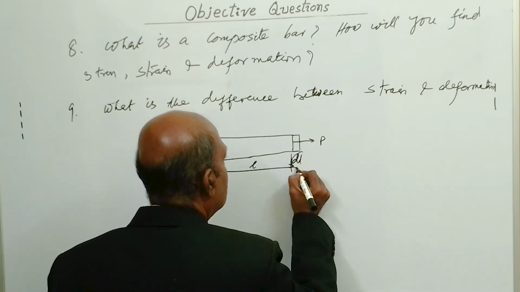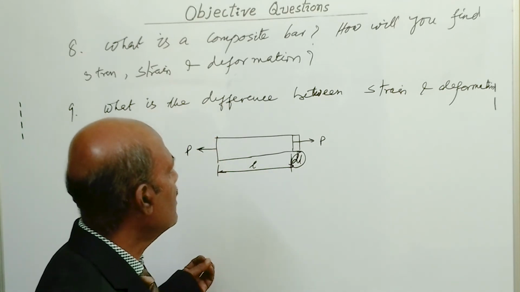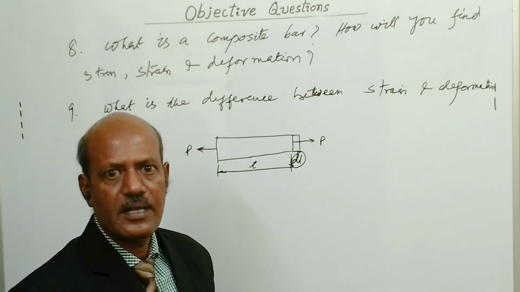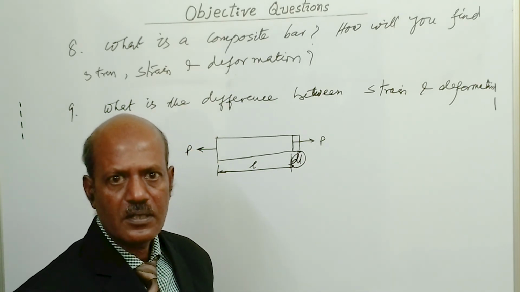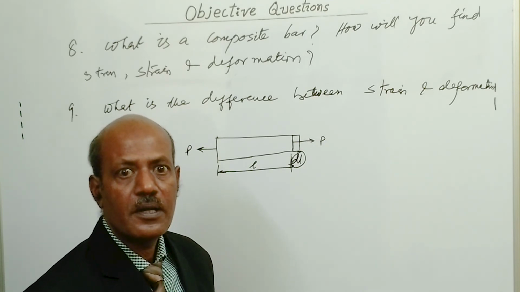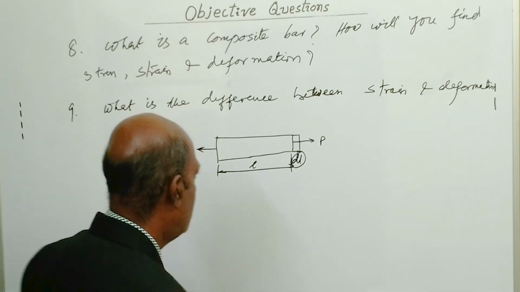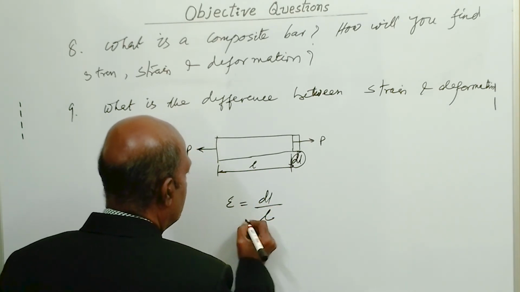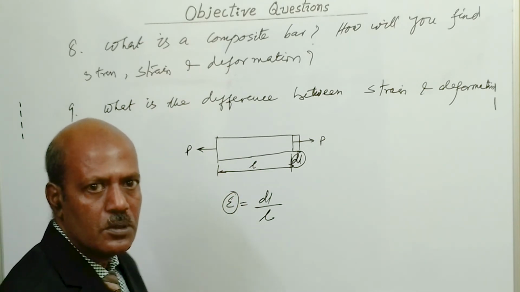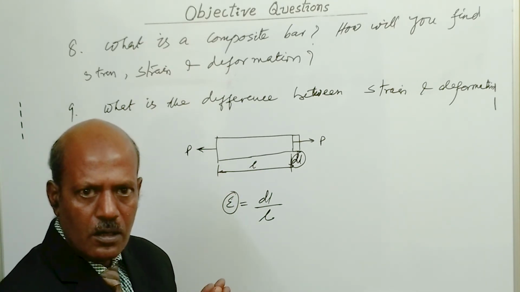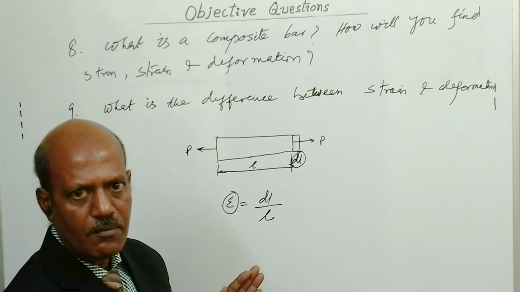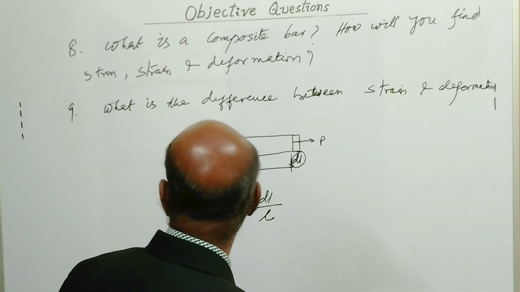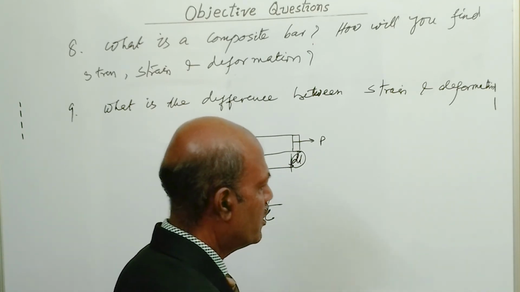So this dl is known as the deformation, and the strain is defined as the ratio of deformation produced per unit original length of the bar. So strain is given by dl by L, so it is unitless. Change in length to original length, or the extension produced in the bar divided by the original length of the bar, is called the strain.